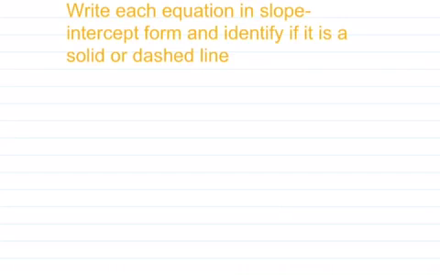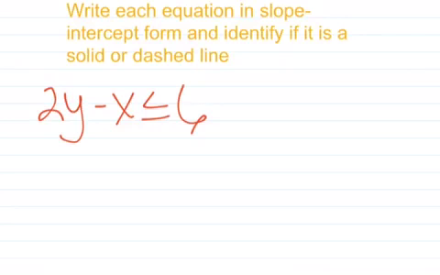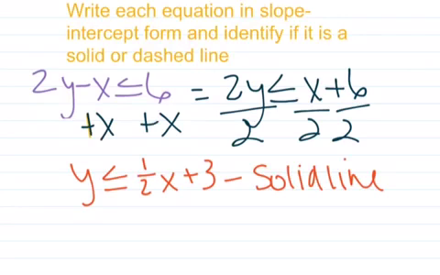This last one I want you to do is to write the equation of the boundary line in slope-intercept form. Describe each line as dashed or solid. So I want you to do 2y minus x less than or equal to 6. So solve that, hit play whenever you're ready for the answer. Okay, guys, so if you got y is less than or equal to 1/2 x plus 3, and it's a solid line, you did it totally correctly.